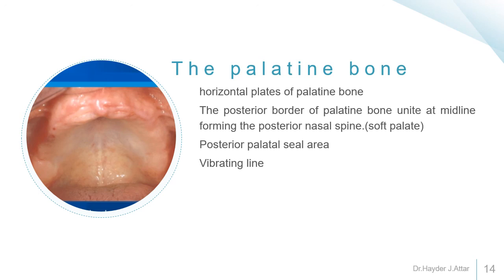The soft palate is comprised of movable and non-movable tissue. The line demarcating the movable and non-movable tissue of the soft palate is called the vibrating line. The posterior palatal seal area represents an important limiting posterior area for the complete denture and aids in the retention of the complete denture posteriorly.